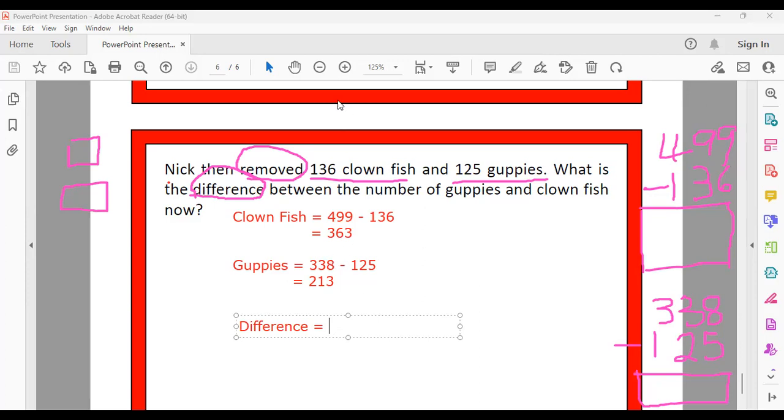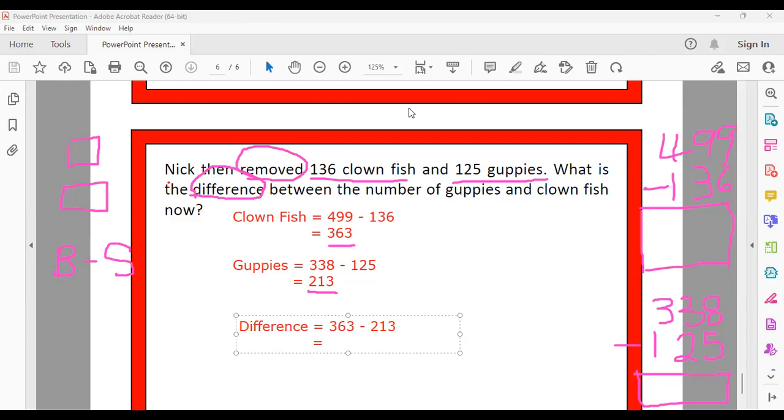There are two numbers here. One is the clownfish, one is the guppies. We want to find the difference. To find the difference, the bigger number subtracts the smaller number. Put in the chat. Yes, Sudarshan, that literally must translate to a subtraction. So in other words, your number sentence would be 363 minus 213. Difference means subtraction. Bigger number minus smaller number. Clownfish is our bigger number. Guppies is our smaller number. Then do the subtraction. Finally, you get one answer here. Put it in the chat.